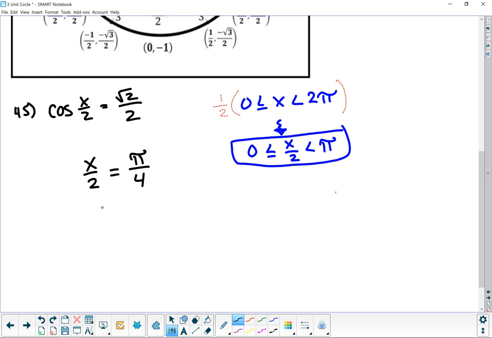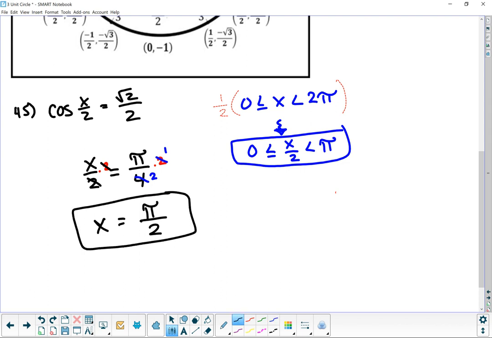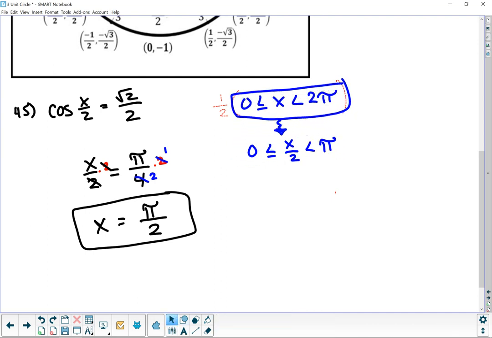And when I fix that, meaning that I'm going to go ahead and multiply this by 2, I will end up with x equals pi over 2, because these cancel and you will get a 2 at the bottom. So this is my only answer, and this answer is in between 0 and 2 pi.